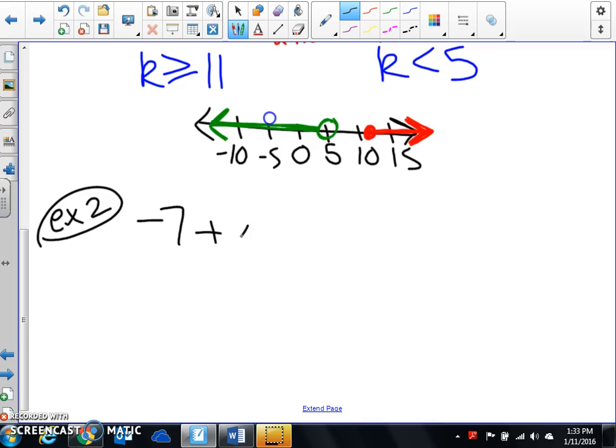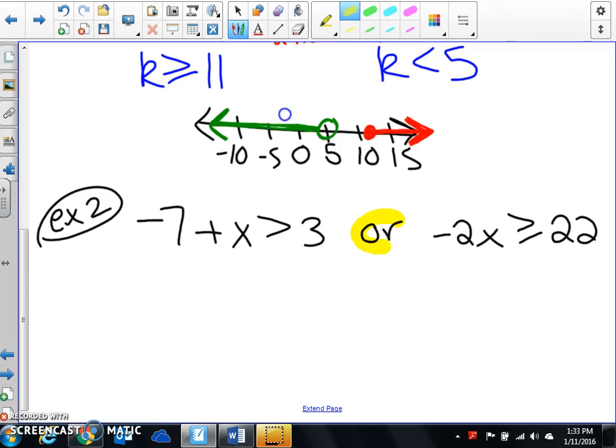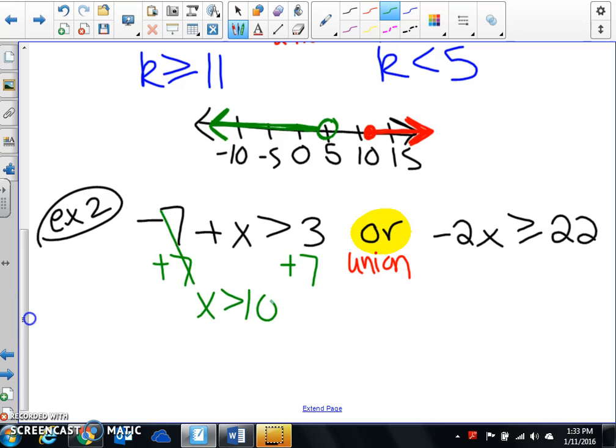Example 2. -7 plus x is greater than 3, or -2x is greater than or equal to 22. All right, I immediately see that "or," so I know it's a union. And then I solve each one independently. So I add 7 to both sides. X is greater than 10. And then I divide both sides by -2. When I divide or multiply by a negative, I flip. That would give me x is less than or equal to -11.